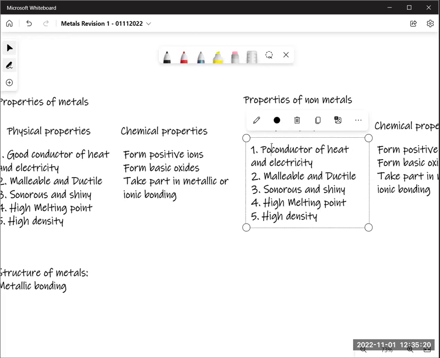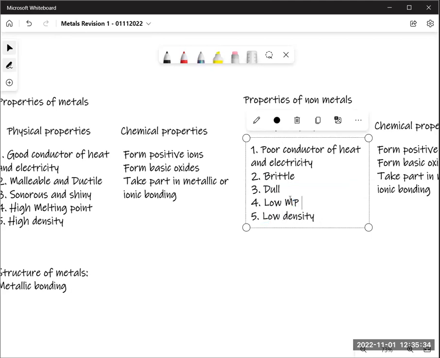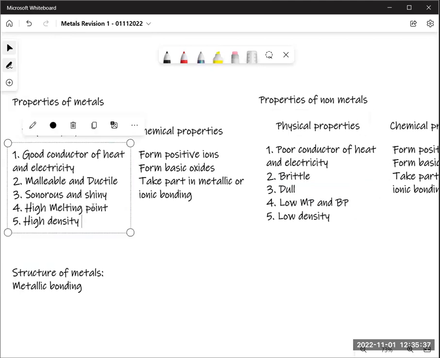They are poor conductors of heat and electricity. They are brittle. They are dull. They have low melting point and low density. Instead of writing melting point and boiling point in full, just write MP and BP.